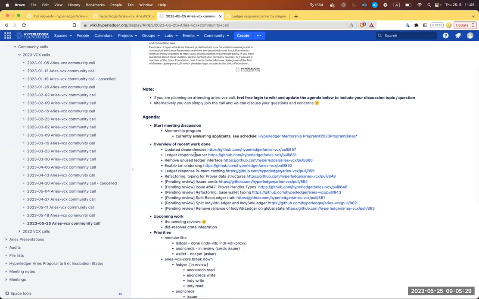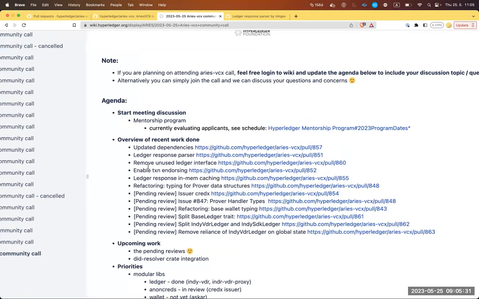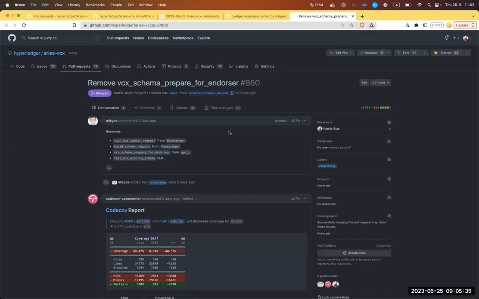Okay, and next up, we removed some functions related to endorsing. We came to a conclusion that it needs some rethinking and needs to be approached in a more robust way. So we just got rid of some essentially legacy stuff we are not currently using, and we are not aware of any users of these things. So this was deleted.